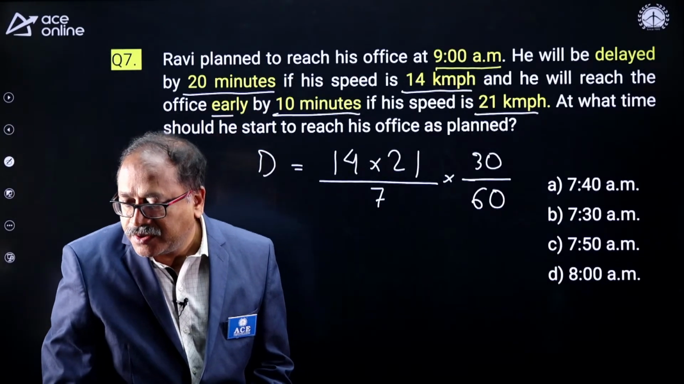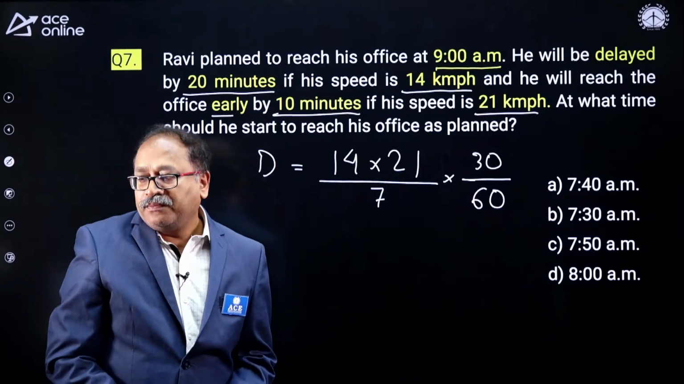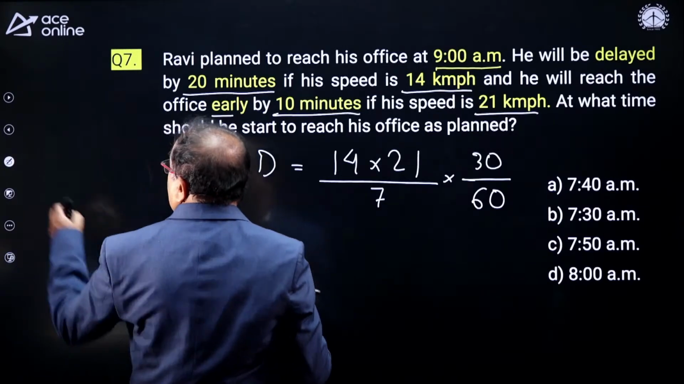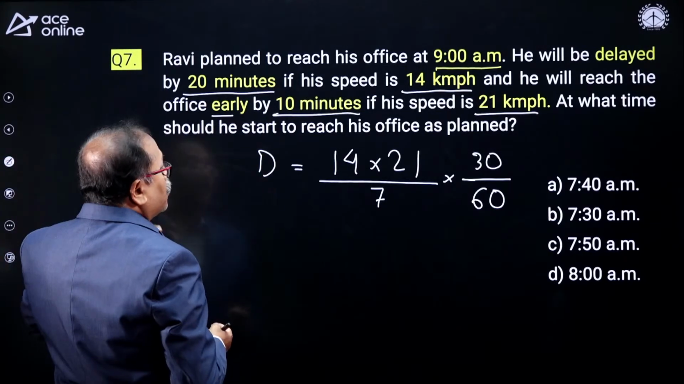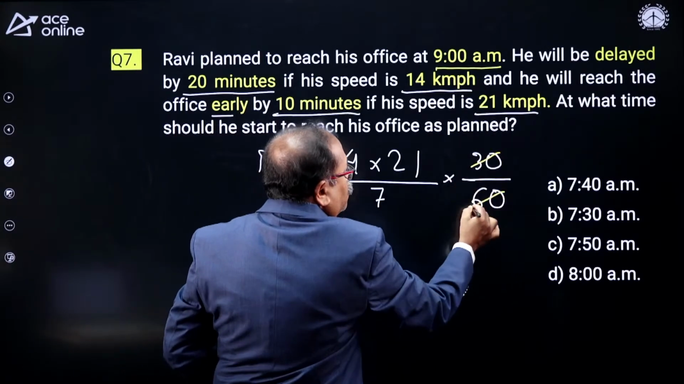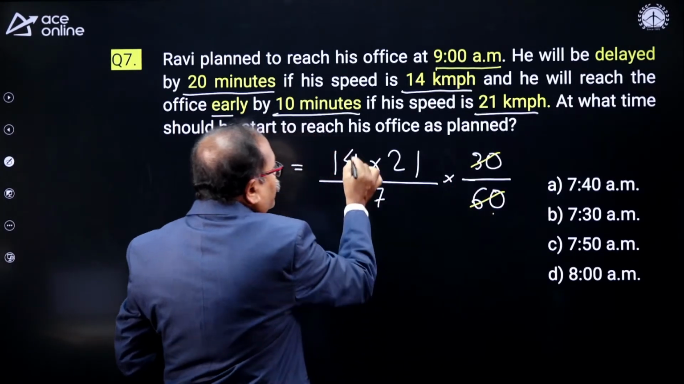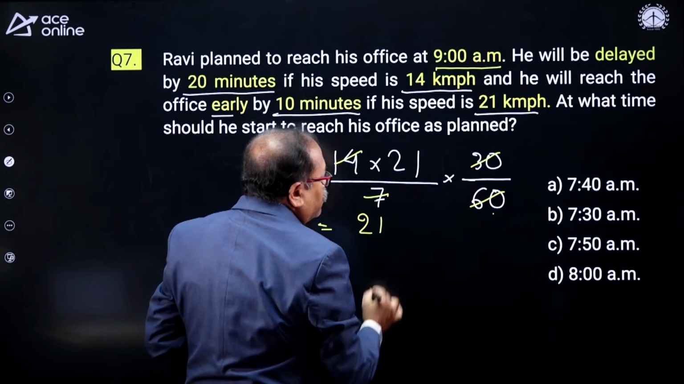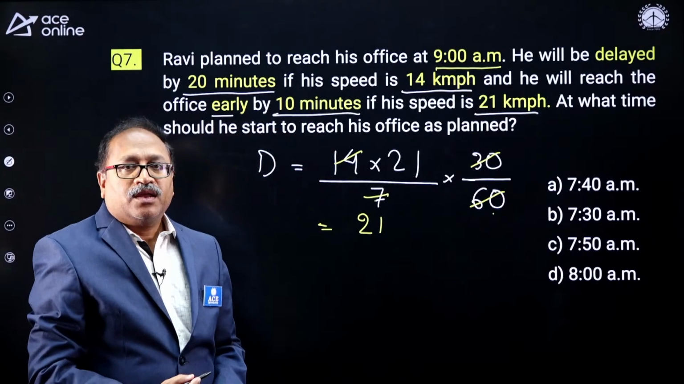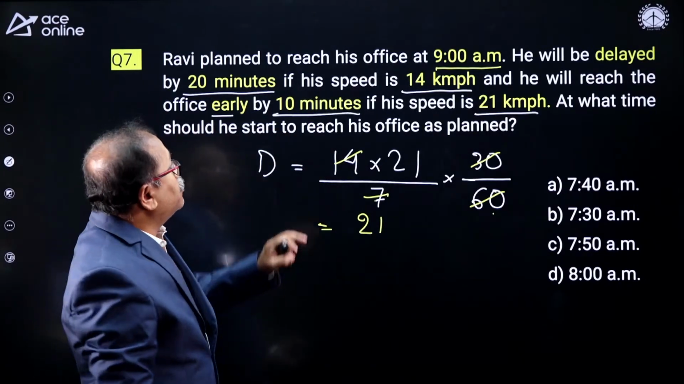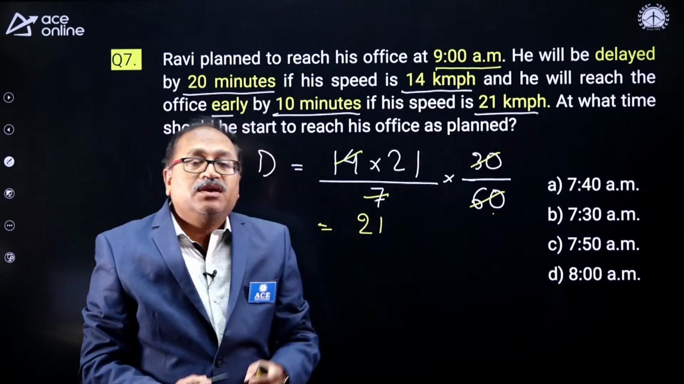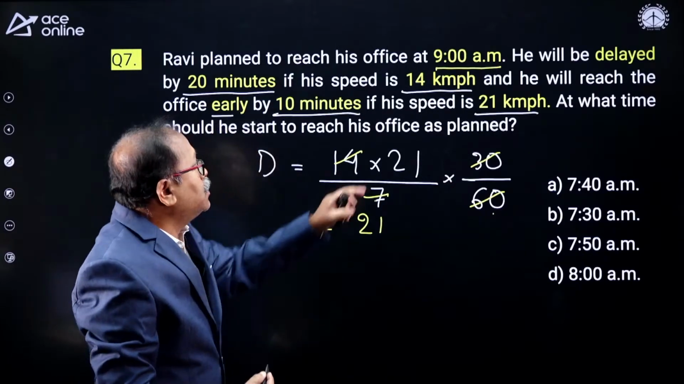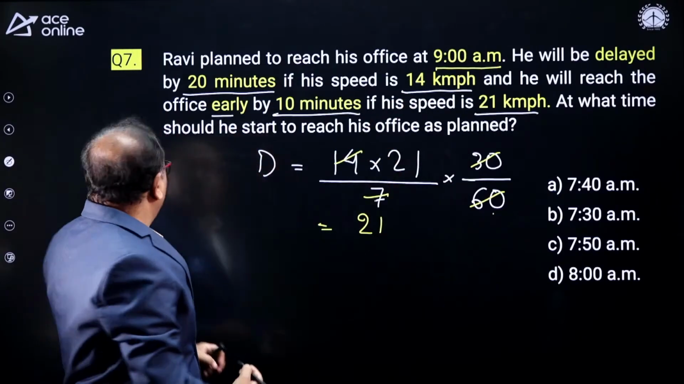Anyone answer the question? Okay. So what is the distance here? Let's find out our distance. So this gets cancelled 2 times, and 2 7s are 14, and this 14 gets cancelled. So finally I got the distance 21 kilometer. Now if he travels 21 kilometer with a speed of 14 kilometer per hour, he is late by 20 minutes. Let's find out how much time he takes while traveling with a speed of 14 kilometer per hour.